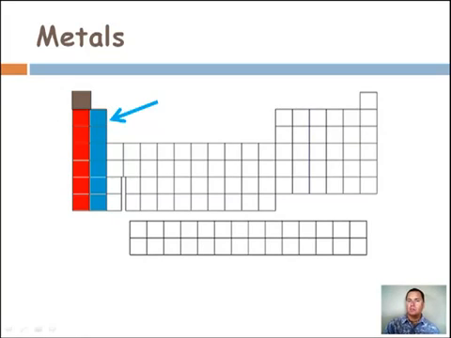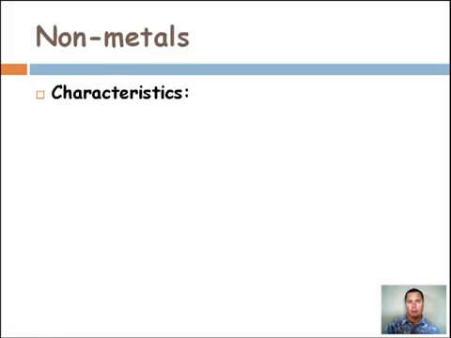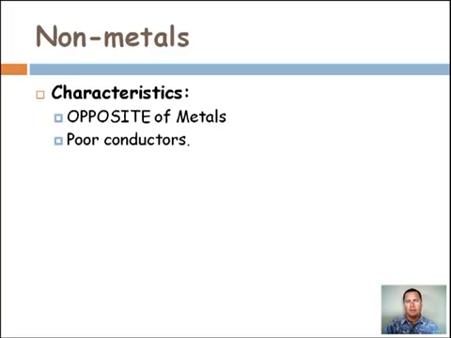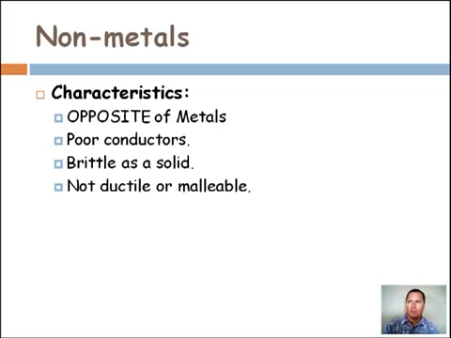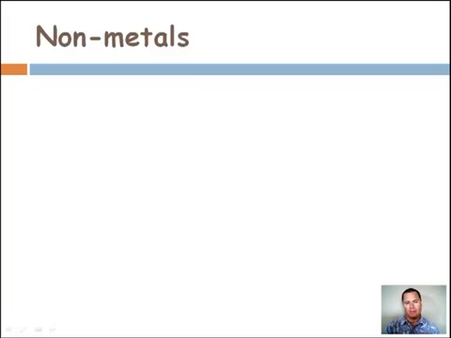Let's jump to the other side of the periodic table, to our nonmetals. Okay, nonmetals basically have the opposite characteristics of metals. They're poor conductors of heat and electricity. They're brittle, meaning they break easily. They're not ductile, meaning they can't be drawn into wires. They're not malleable, they can't be pounded flat. We'll talk about two groups of nonmetals.